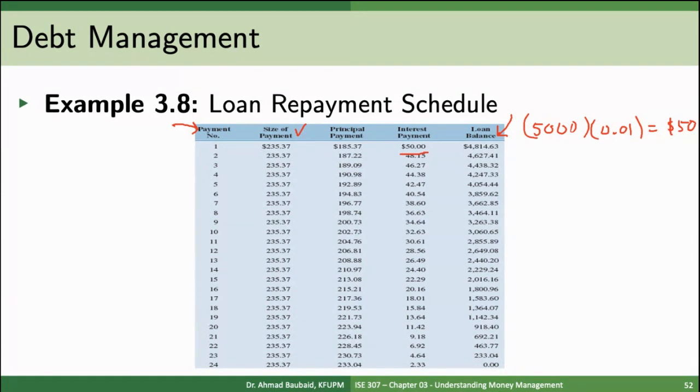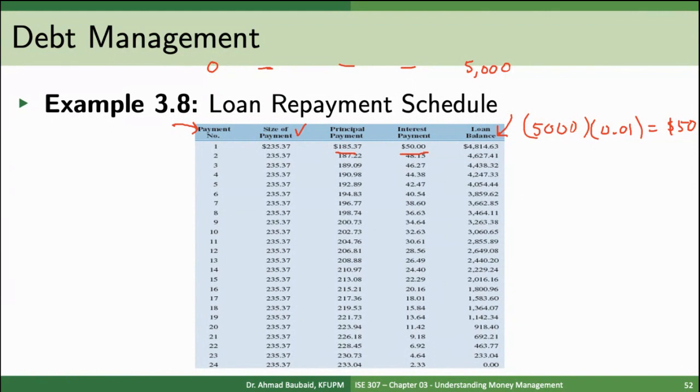What that means is, of this payment that you're making in the first month, $50 of it is actually going to pay off interest. The remaining $185 is going towards paying off the principal of the loan. And of course, after that, because this is going towards the principal, you can deduct. So you see here this 4814.63. So let's do 5,000 minus 185.37, right? So if you take your loan balance at time 0, there's no payment, really. It's just your loan balance at time 0 is 5,000.